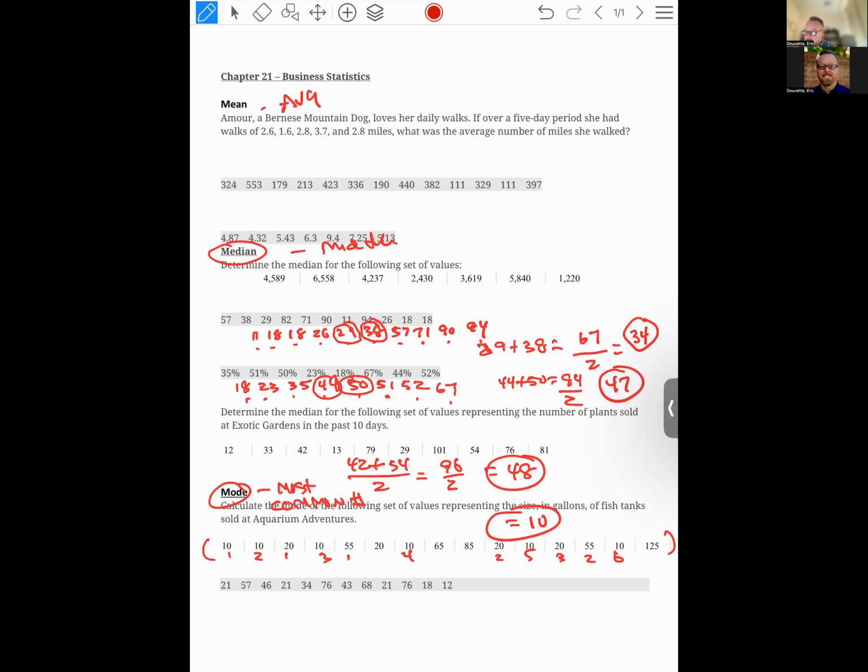Again, here's another data set. We have 12, we have 21 three times. And that's it. Nothing else repeats. So 21 is our mode on that one. So you with me on that? All right. So there's three 21s and there were two 76s too.